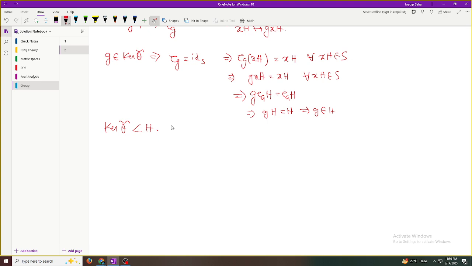So I am taking various actions and observing the kernel of theta tilde. All of these are very related to Sylow's theorem, etc. These are all very important observations.